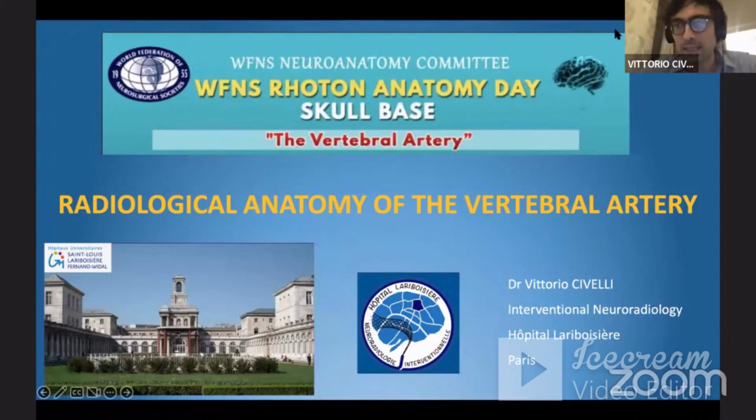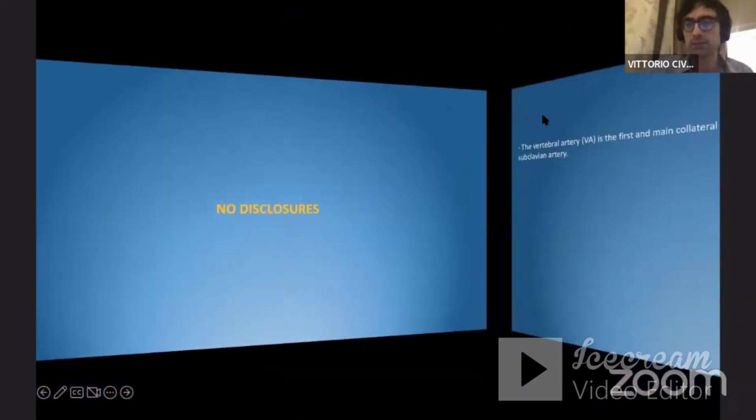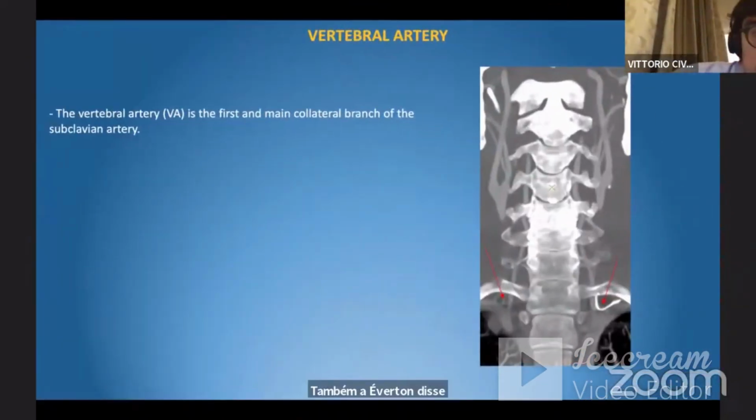So I will give more of a radiological point of view concerning the anatomy of the vertebral artery. I have no disclosures for this talk.